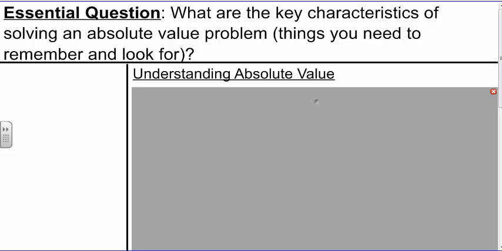Okay, the essential question for today's lesson: what are the key characteristics of solving an absolute value problem? Things you need to remember and look for. So keep that in mind as we're going through and solving some of these equations.